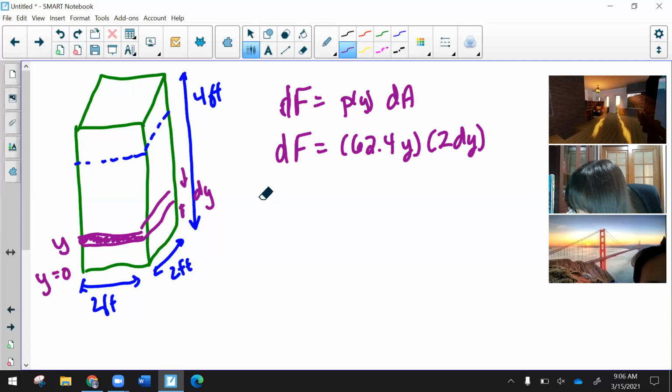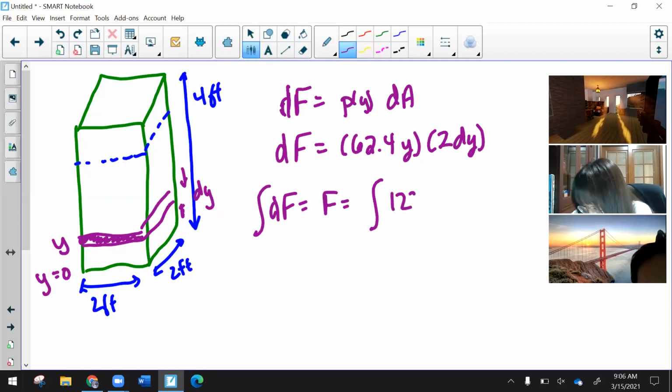And I can integrate, right? So my integral of dF is going to be F. I'm going to have the integral of 124.8 y dy. But the question is, what are my limits of integration? Why don't you try to figure that out?